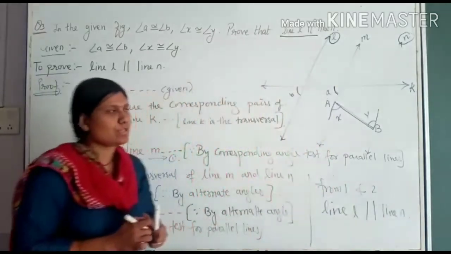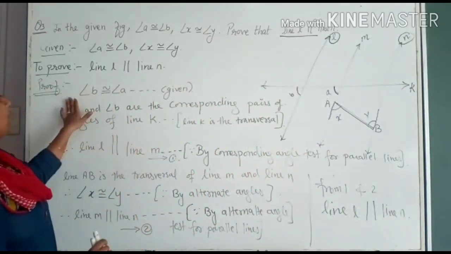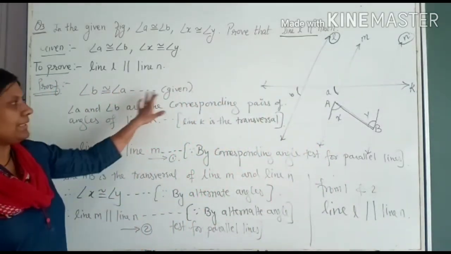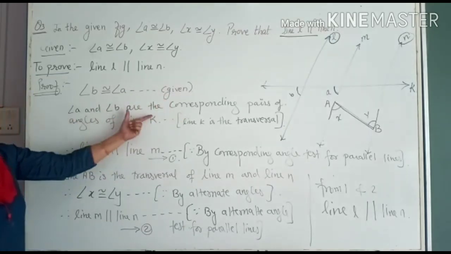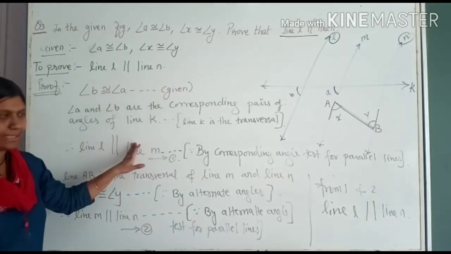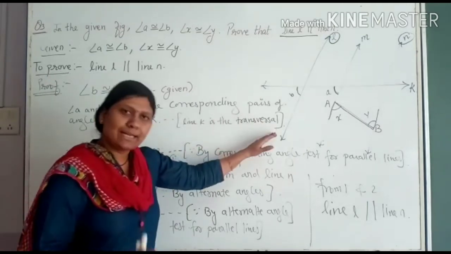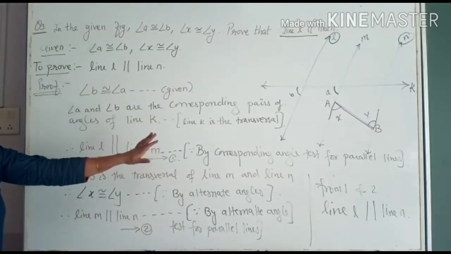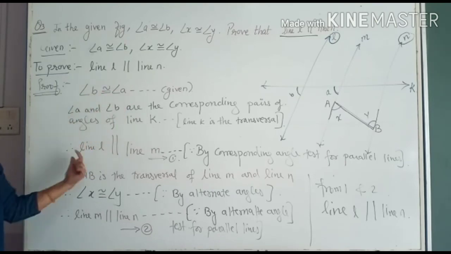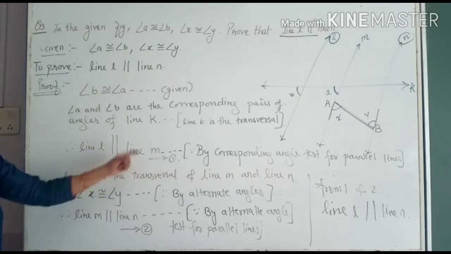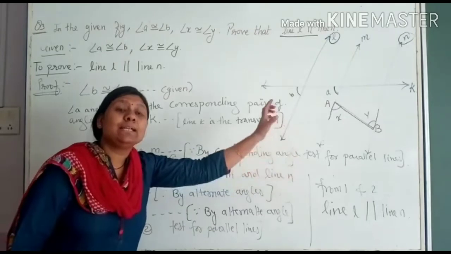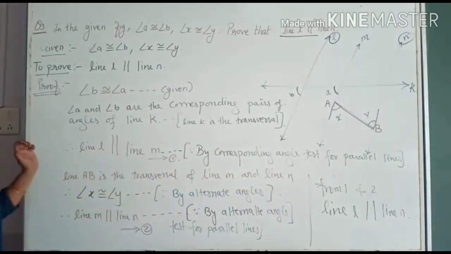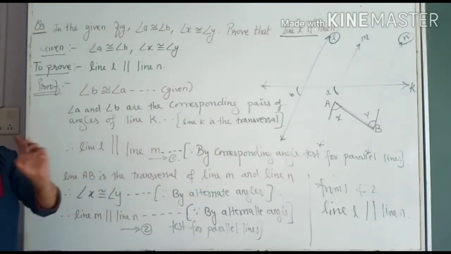Don't be confused with the question. See what we have to do. Angle A is congruent to angle B, that is given to us, and these are nothing but the pair of corresponding angles. If you consider line K as the transversal, right? If the corresponding angles are congruent, these lines are parallel to each other by the corresponding angle test for parallel lines. So assume this as equation number 1.